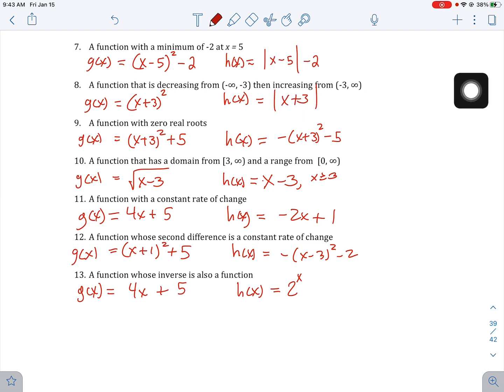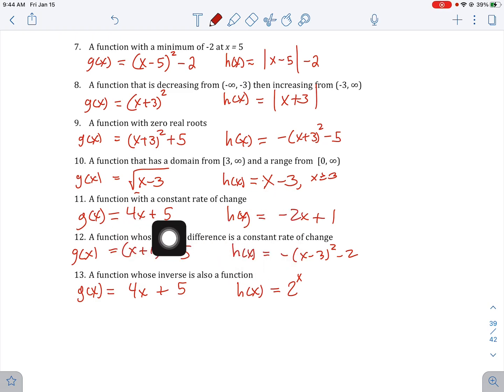A function decreasing, so it's looking at a vertex here at the -3 value, or it's also looking at absolute value with a -3 value. 0 real roots, this is above the x-axis, this is below it. It has a domain here. If x is less than 3, it'll be the square root of a negative value, so it won't be real. And you could also set a constraint on the domain and give a function like x minus 3.